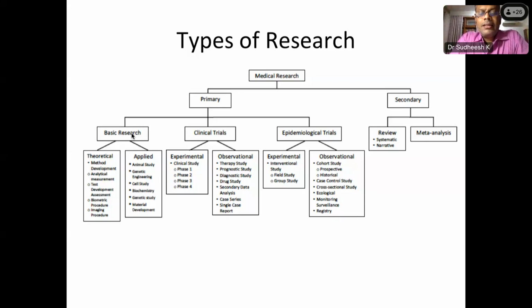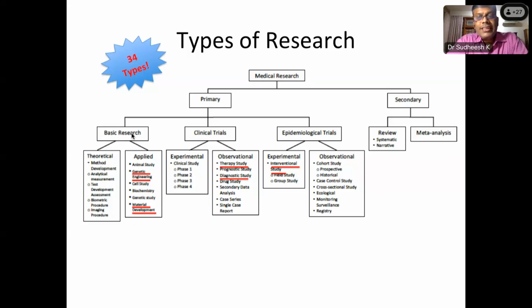And next, the important one, is the clinical trials, which is of most importance for us. Among the various clinical trials, we have experimental and observational. Most of the experimental clinical trials are conducted to study a new drug or anything like that. So this consists of basically phase 1, phase 2, phase 3, and phase 4 trials, where phase 1, as I said, is an animal study. Phase 2 is the study conducted in human volunteers using the drug to understand the efficacy of the drug.